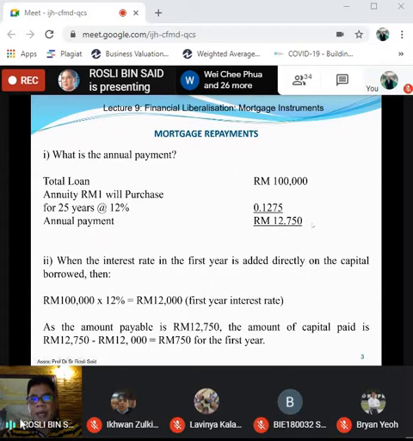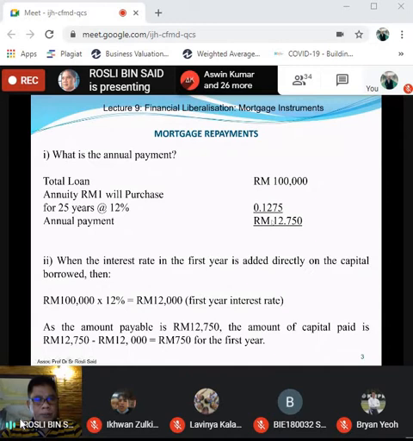So this is the amount that we have to pay on an annual basis whenever we get the loan of 100,000 for the period of 25 years at the interest rate of 12% per annum. Because we use the constant payment mortgage, basically 12,750 per year will be applied throughout the mortgage period. So this is the annual payment.